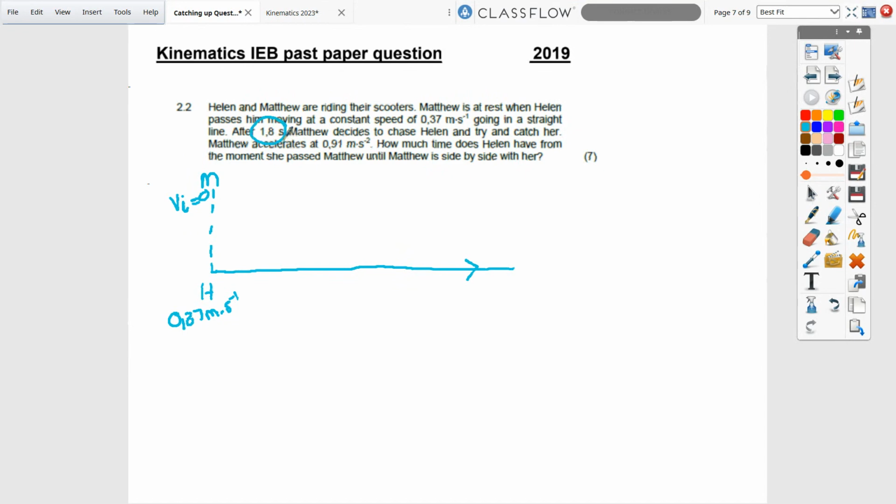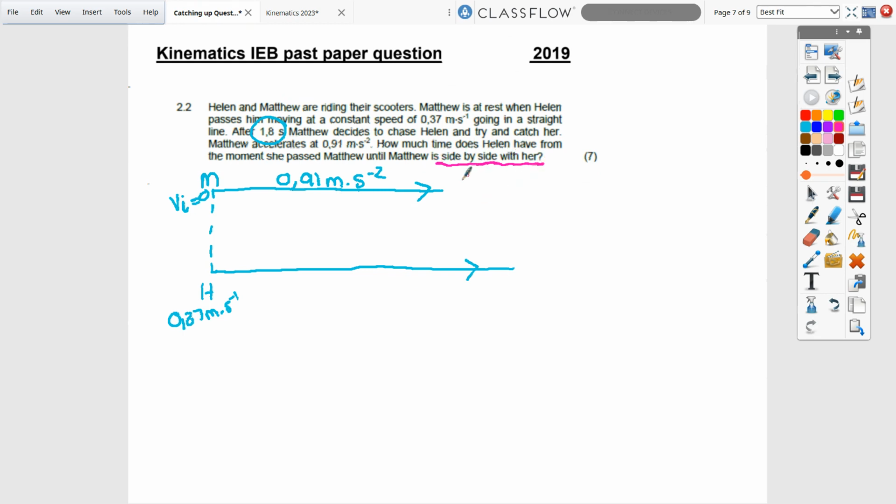So 1.8 seconds later, Matthew decides to leave, but he leaves from the exact same point because that is the point where she passed him, and he's accelerating at 0.91 meters per second squared, is what the question is telling us. He starts from 0. We already said so. When they are side by side, which the question is asking us, so always read your question first. I just jumped in because I've read it before.